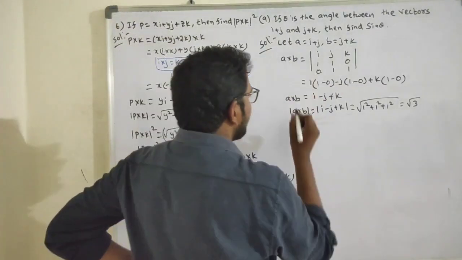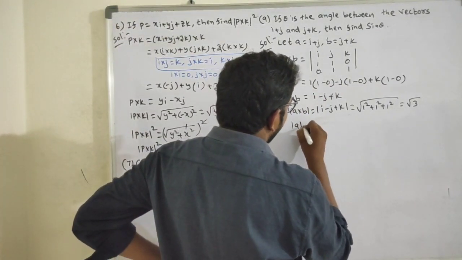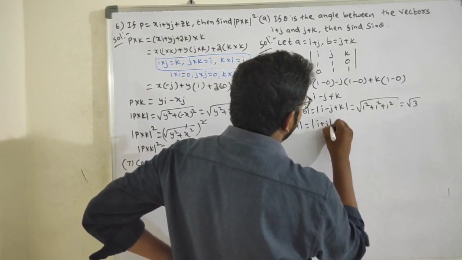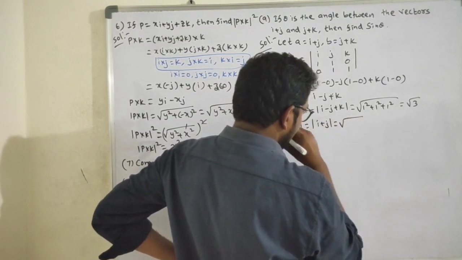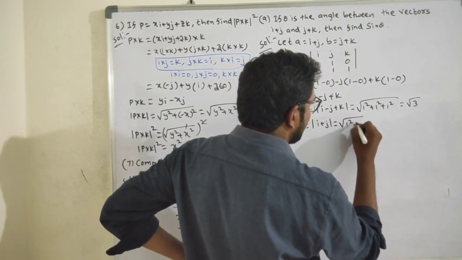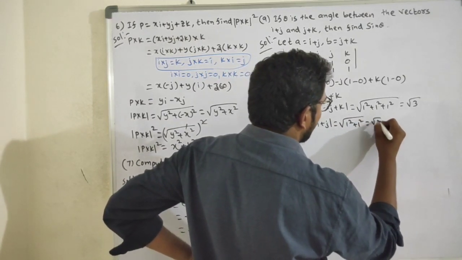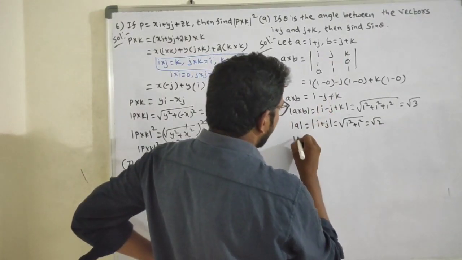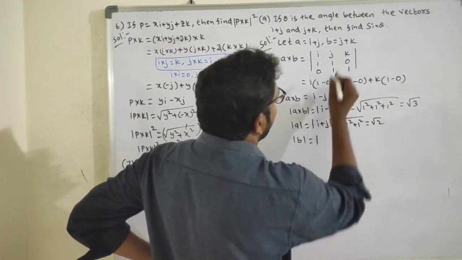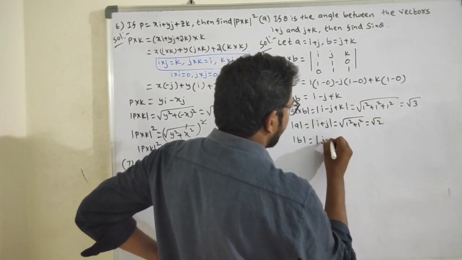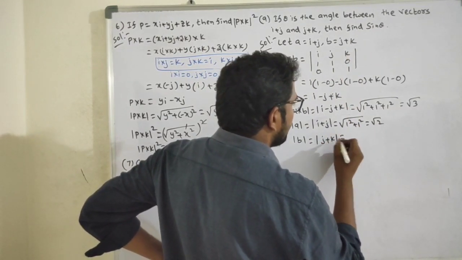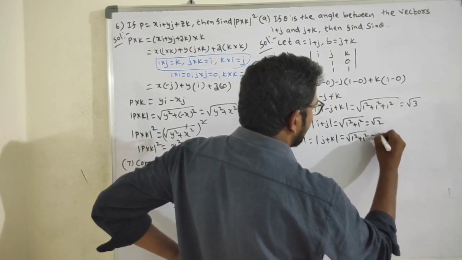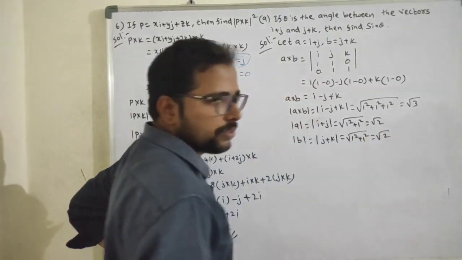Now find mod A. Mod A is equal to modulus of vector I plus J, which is equal to under root of I coefficient 1 square plus 1 square, which is root 2. Mod A is equal to root 2. And find mod B. Mod B is equal to second vector modulus J plus K, which is 1 square plus 1 square, equal to root 2.